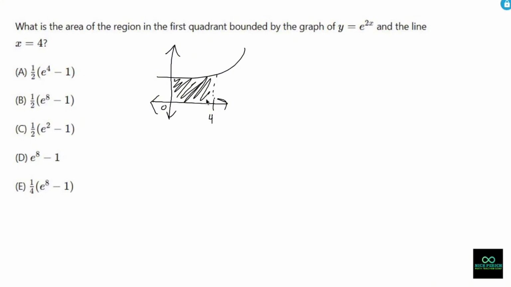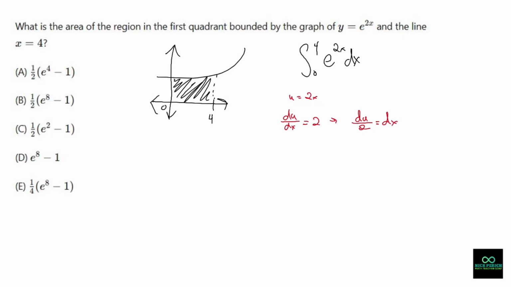Well, that's just the integral. I mean, if you're thinking about area between curves, that's okay, but that's just the integral. So I'm going to take the integral from 0 to 4 of e to the 2x dx. Now this is going to be integration by u substitution. So let's let u equal 2x, which means du dx is going to be 2. And if I flip-flop the dx and the 2, that ends up making du over 2 equal to dx.